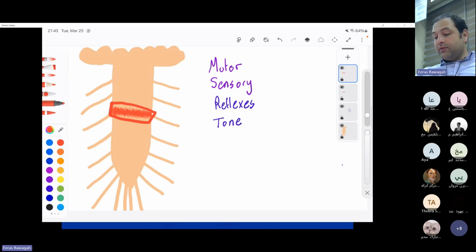For this segment, the motor function will be lost, the sensory function also will be lost, the reflexes will be lost, and the tone also will be lost. Why? Because this segment is injured. And when this segment is injured, then nothing will work in this segment, if it's a complete injury.